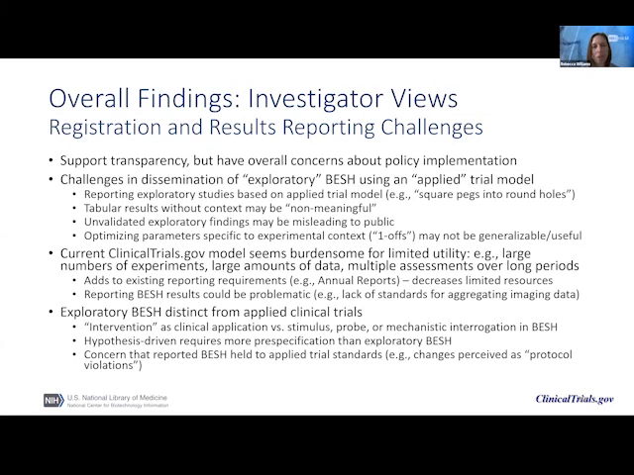So clearly there was a concern about the relationship of the value versus the time spent, and they really focused on the fact that they viewed exploratory BESH as being distinct from applied clinical trials, and some of the definitional aspects associated with that, as well as the purposes of that research overall.